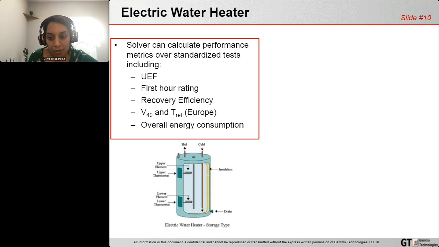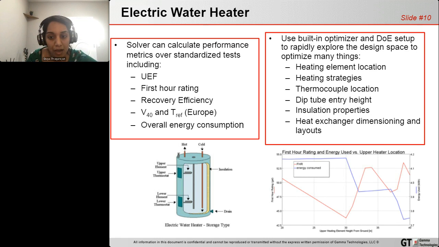But what's more powerful is how we can use the built-in optimizer and the DOE setup within the software to really explore the design space to optimize many things, such as heating element location, heating strategies, the locations of different thermocouples, and how we can position different dip tube entry heights, as well as insulation properties within the tank. And also, like I mentioned before, with a system-level simulation approach, you can also dimension heat exchangers in an optimal way.